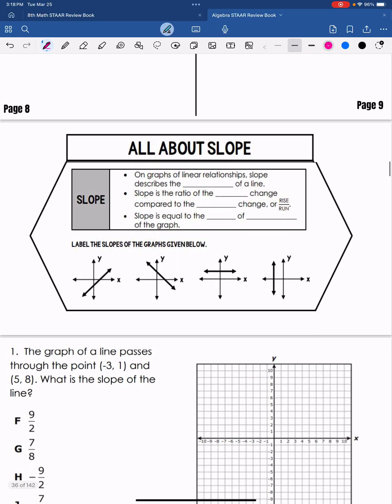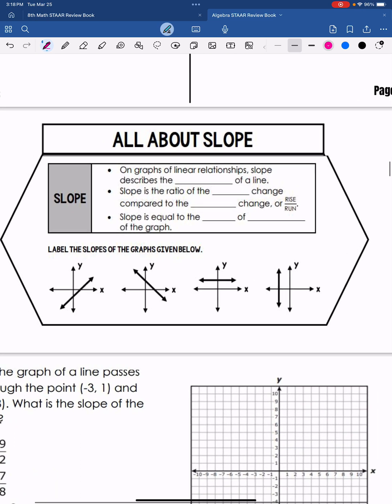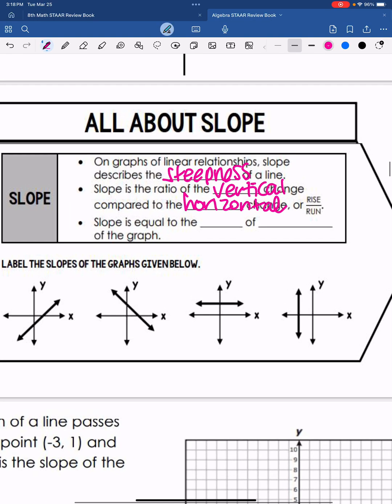After you glue that in, we're going to start talking about the slope. We have 4 different types of graphs that we're going to be talking about, but before we talk about our graphs, we're going to fill out the blanks. So on the graphs of linear relationships, slope describes the steepness of a line. Slope is the ratio of the vertical change to the horizontal change. And our slope is equal to rate of change.